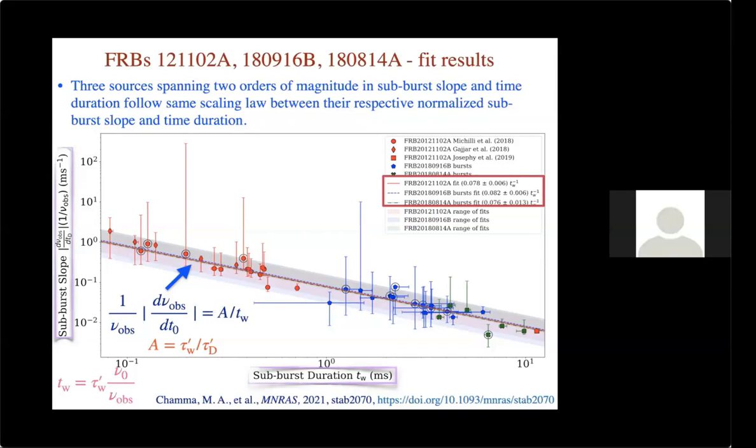The inverse scaling between the normalized slope and the time duration. And the A parameter that we find is remarkably close for these 3 data sets. This is a significant result: the data from 3 different FRBs coming from different galaxies, with different redshifts and different physical environments, are obeying the same law. And it raises the question of whether this is some kind of universal law among the repeaters or a population of them, or whether it can be used to categorize them.